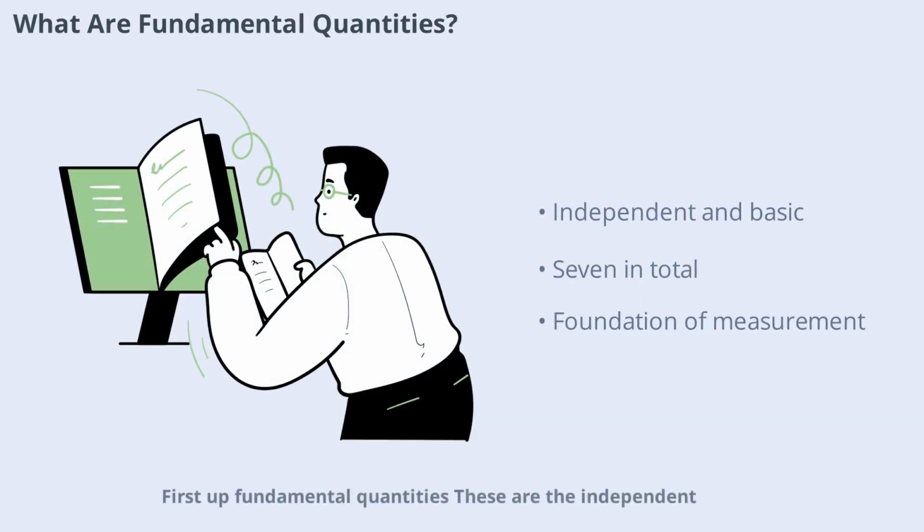First up, fundamental quantities. These are the independent basic quantities in physics. They cannot be broken down or expressed in terms of any other physical quantity. Think of them as the primary colors in painting. Everything else is made by mixing them, but they stand alone. There are exactly 7 of these, and each one forms the foundation for all other measurements. Let's take a closer look at each one and see why they're so important.